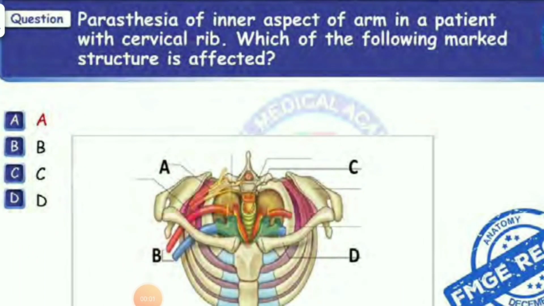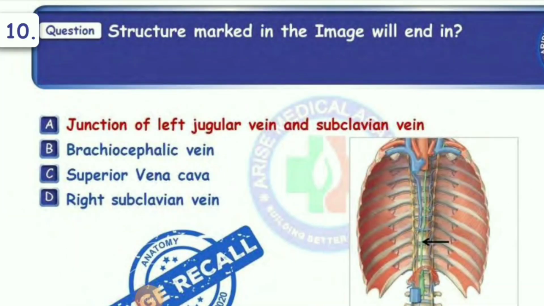Next question. Paresthesia of inner aspect of arm in a patient with cervical rib. Which of the following marked structure is affected? Options are A, B, C and D. The answer is A. I already discussed in previous video anatomy questions. If you are interested in explanation, you can also watch that video. Next question. Structure marked in the image will end in the junction of left jugular vein and subclavian vein.